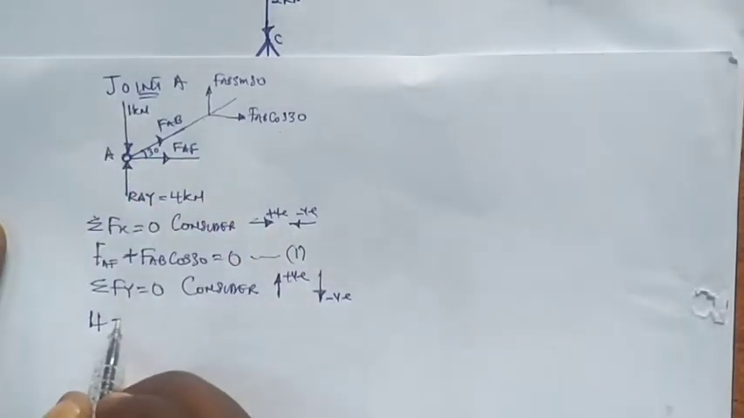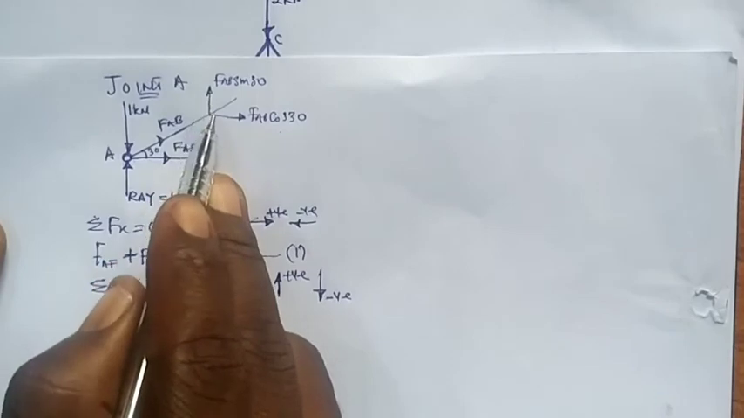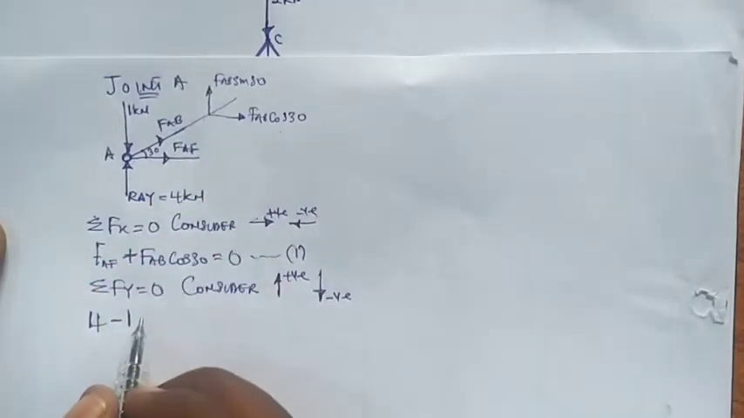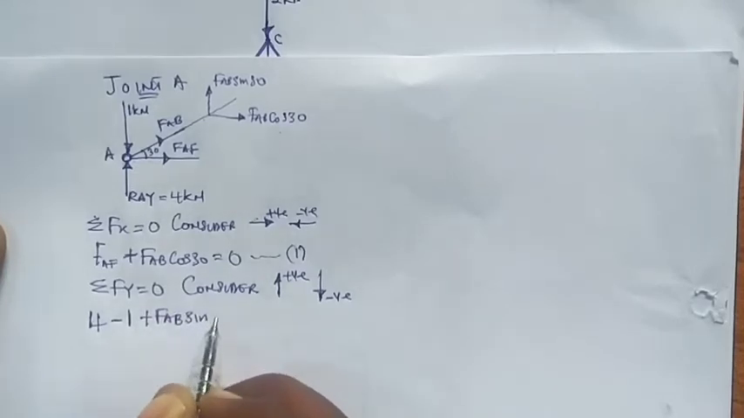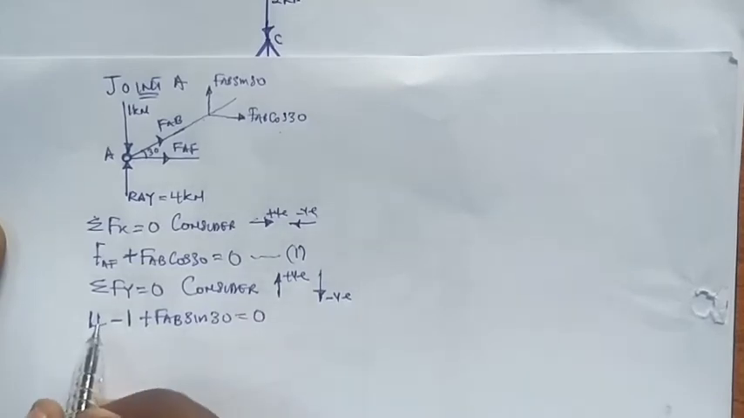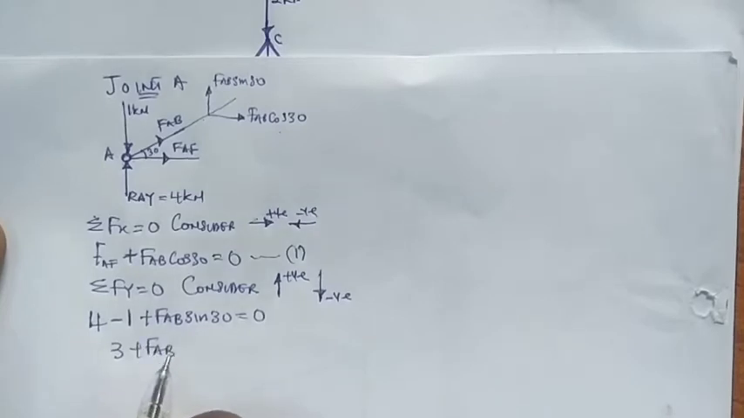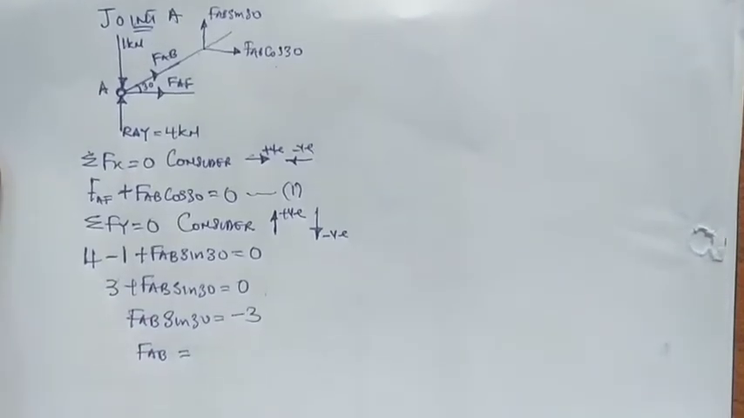Then this one coming down, -1, right? Then this force here going up is FAB sin 30, plus FAB sin 30 equals to 0. So 4 minus 1 is 3, plus FAB sin 30 is equal to 0. If I take this 3 to this side, FAB sin 30 will be equal to -3. If I divide both sides by sin theta, FAB is equal to what?